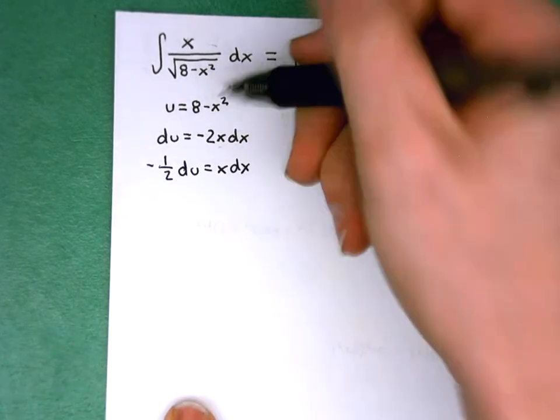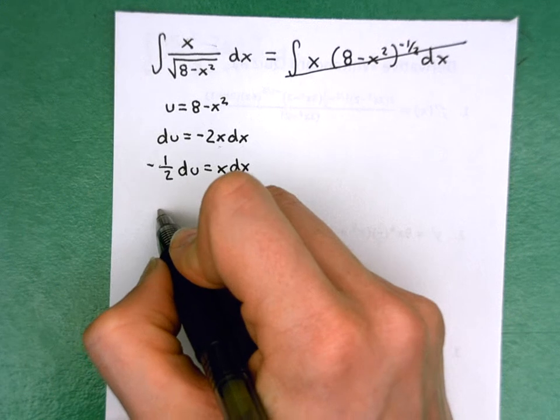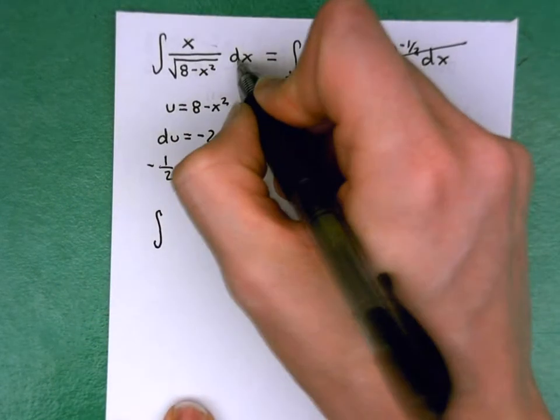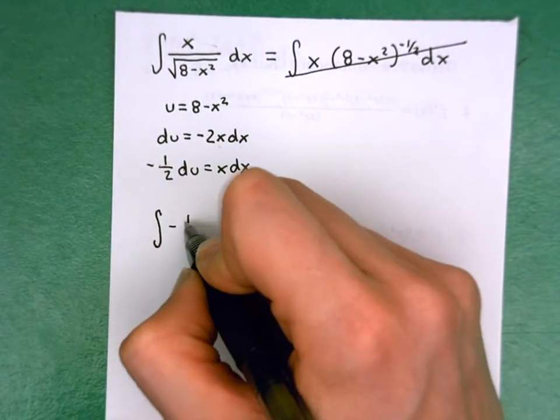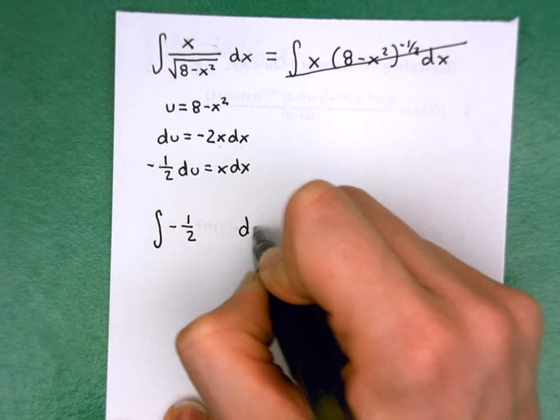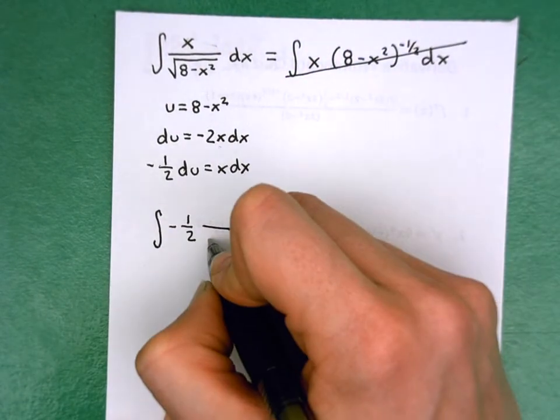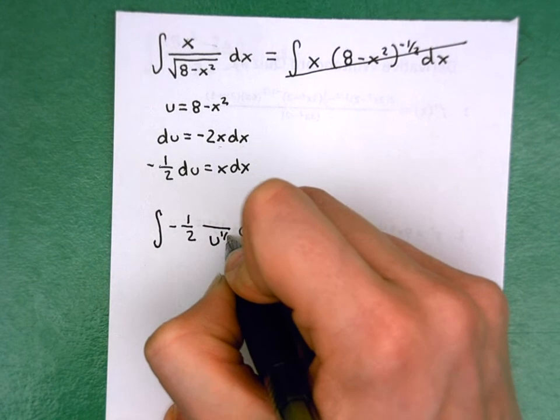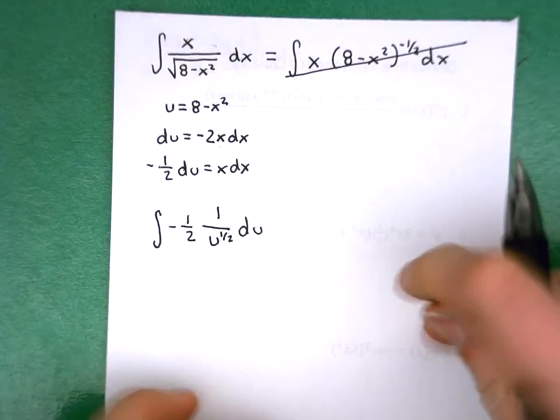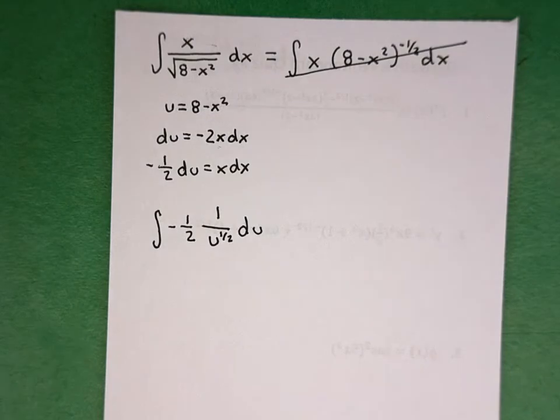So now I have all the components to substitute my u du. The x dx is going to be equal to negative 1/2 du. And the square root 8 minus x squared is going to become square root u. And now I'm back to the beginning. Can I use power rule? Singular variable to an exponent.